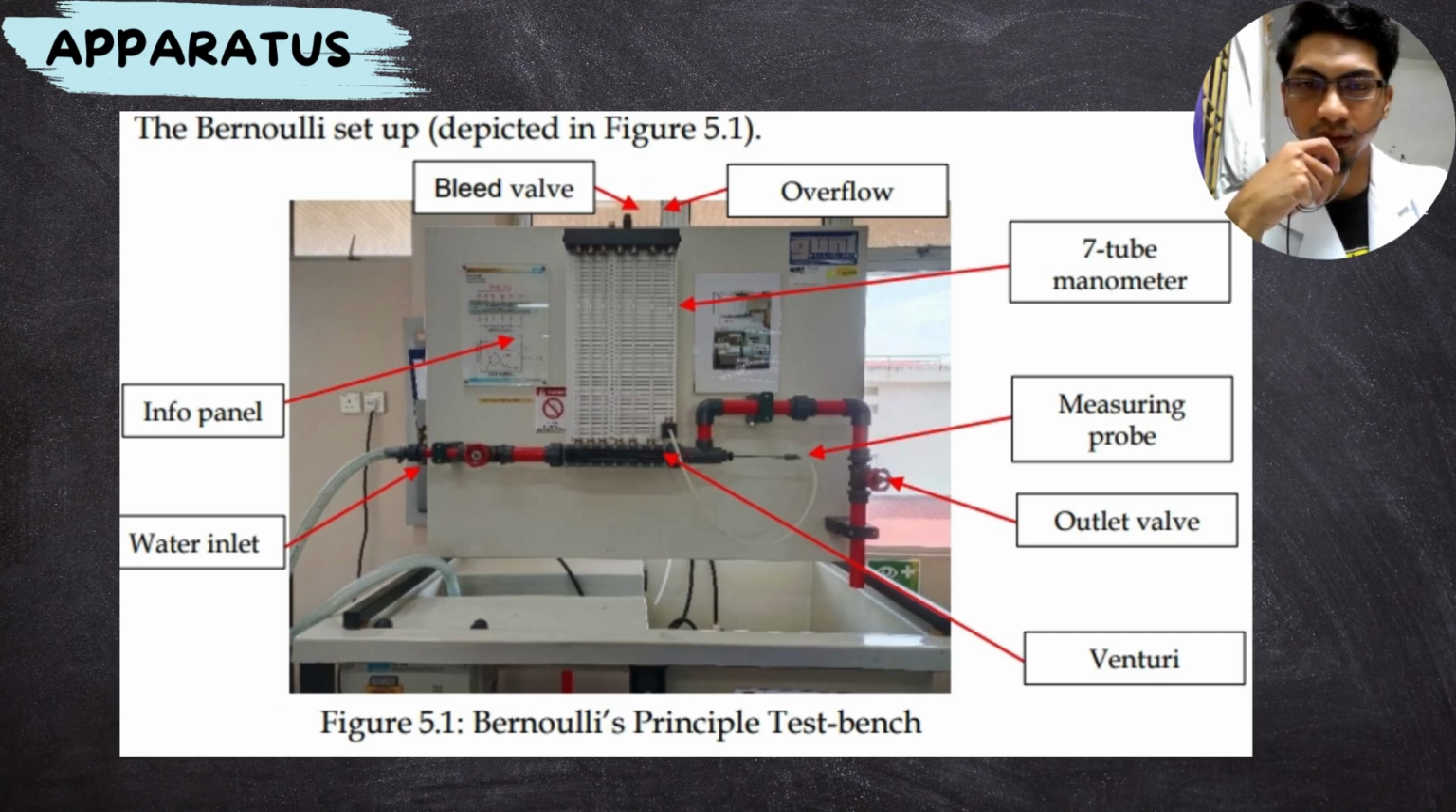Measuring probe that measures the total pressure for each point: point 1, point 2, point 3, point 5, point 6. And outlet valve, the water flows out, and the battery that we use to loop the length for each point from one point to the other.